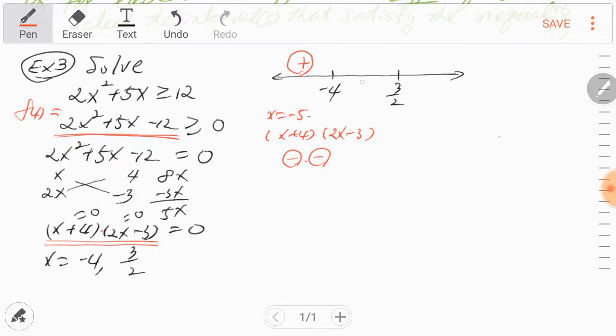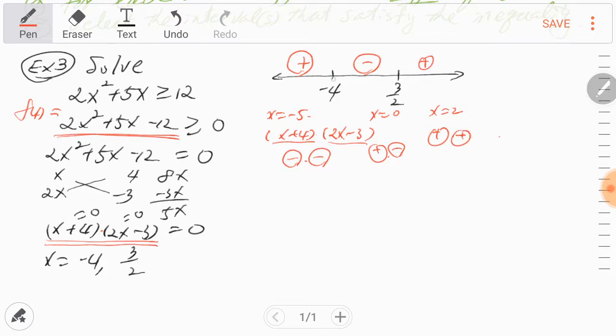How about between these 2 points, negative 4 and 3 halves? Okay, so why don't we try 0 in this case? X equals 0, then what? 0 plus 4 is positive. 0 minus 3 is negative. The product is negative. So the sign between these two numbers is negative. Okay, how about the third interval? The third interval is greater than 3 halves. So let's try x equals 2. Then 2 plus 4 is positive. So 2 times 2 is 4. 4 minus 3 is positive. So the sign is positive.